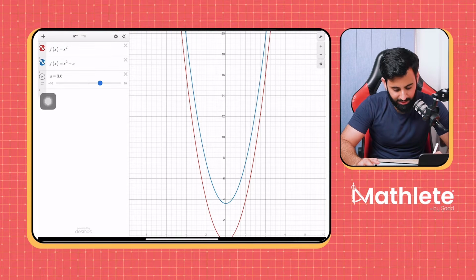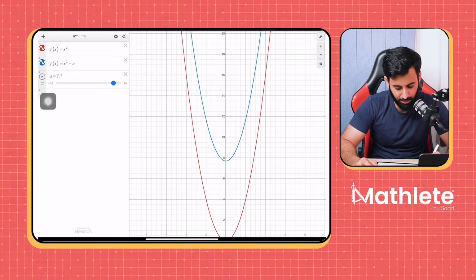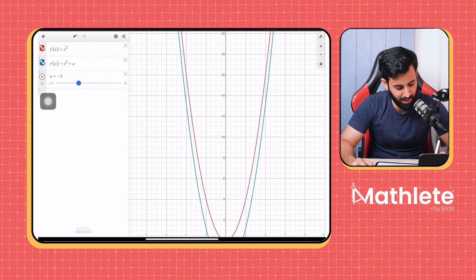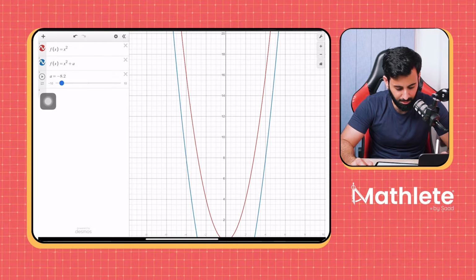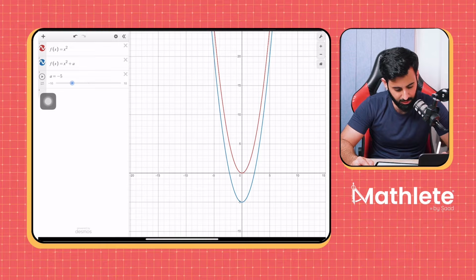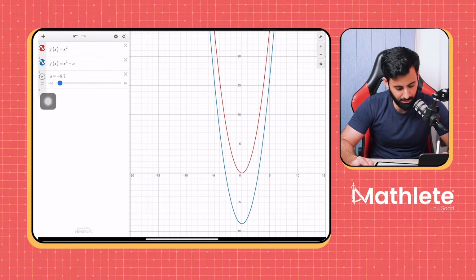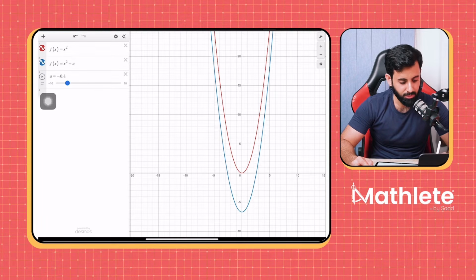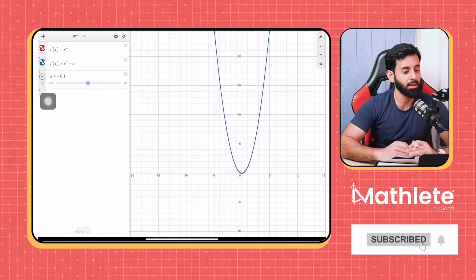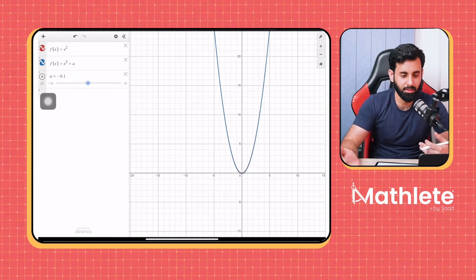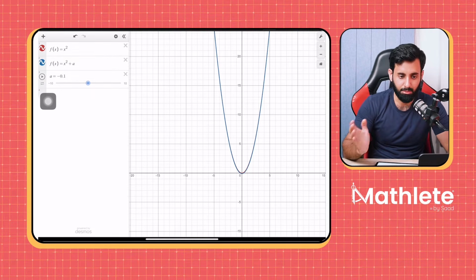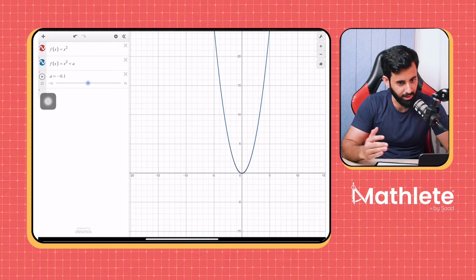As a becomes more and more positive, the graph keeps moving more and more upwards. And as a becomes more and more negative, the graph moves more and more downwards. Here you have x squared minus 5. As you can see, as I keep on decreasing the value of a, it moves more and more downwards. So if we subtract, the graph moves downwards, and if we add, the graph moves upwards. I repeat, if we subtract, the graph moves downwards, and if we add, the graph moves upwards.